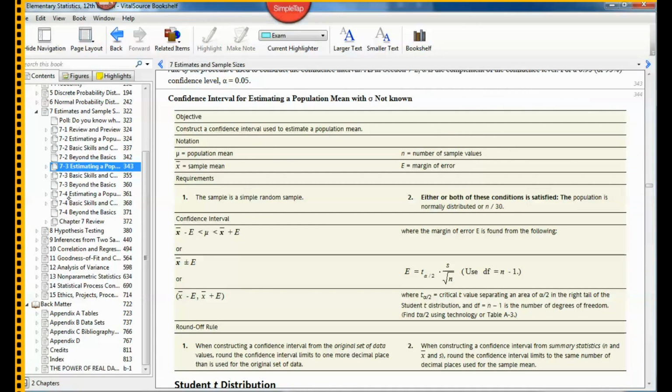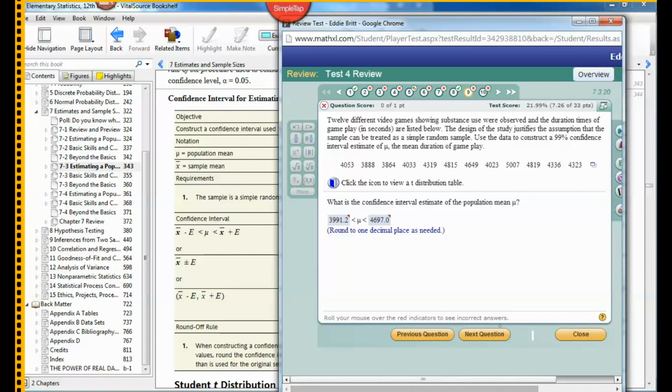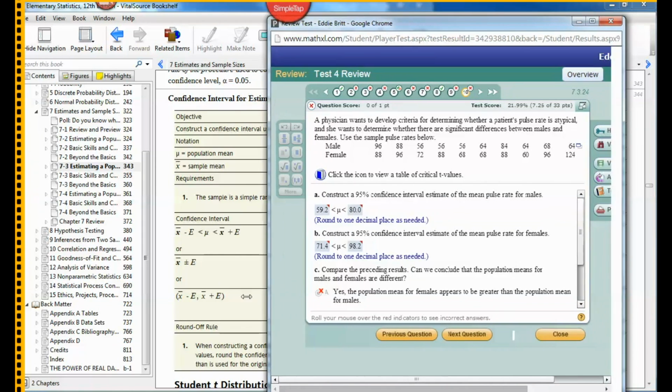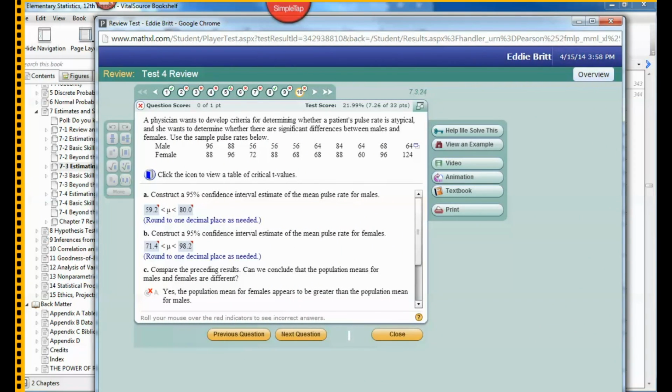All right. Let's move on to the next problem. Problem number 10. All right, so we have 2 sets of data here that we are going to look at. A physician wants to develop criteria for determining whether a patient's pulse rate is atypical, and she wants to determine whether there are significant differences between males and females. Use the sample pulse rates below.